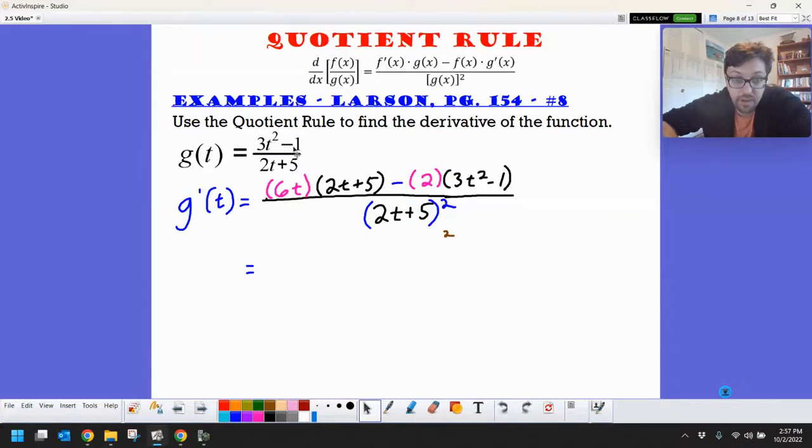So I found the derivative of the top of this quotient, and then I multiplied it by the bottom part of the quotient. There's always a minus in the middle of quotient rule. Then I found the derivative of this bottom piece, which is 2, and multiplied it by the top. Done. And then it's always going to be over the bottom squared.